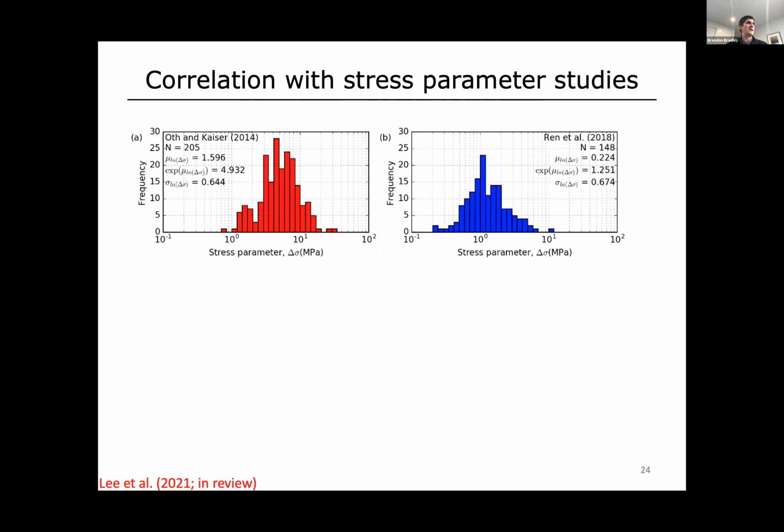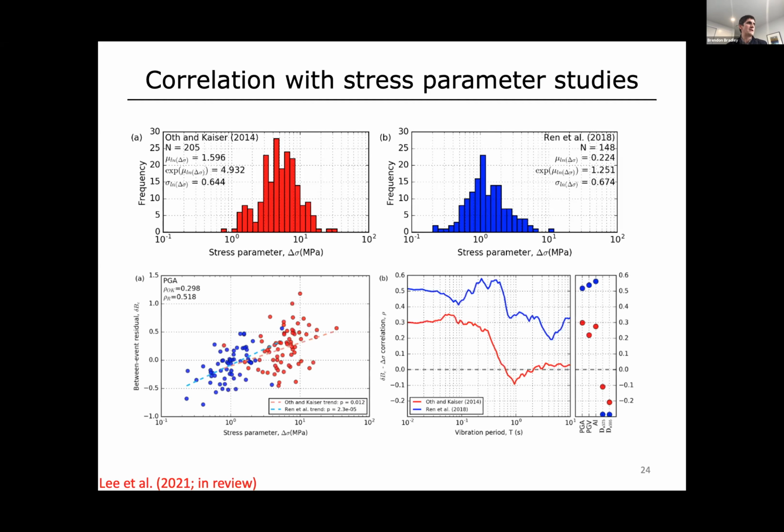These are two independent studies by Kaiser and Residual that looked at stress parameter estimates. Obviously, many of you will be aware that determination of stress parameter is a function of the methodology used, and so the direct comparison from those two studies is not really that applicable, but we looked at how that estimated stress parameter compares with our independently calculated between-event residual, and you do find a relatively good correlation.